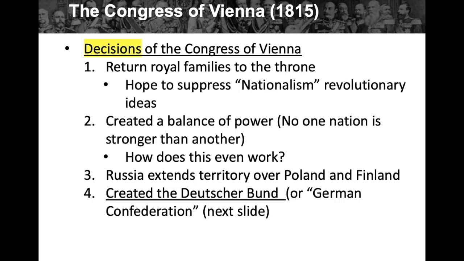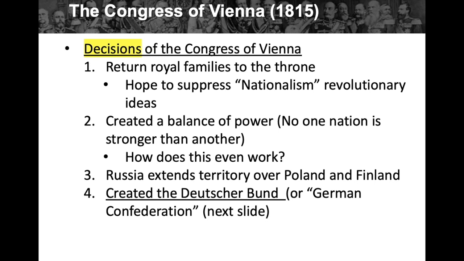So what were the decisions that were made at the Congress of Vienna? Number 1 was to return royal families to the throne, and it was a hope to suppress nationalism and revolutionary ideas. Number 2, to create a balance of power. And the idea was that no one nation would be stronger than any other nation.